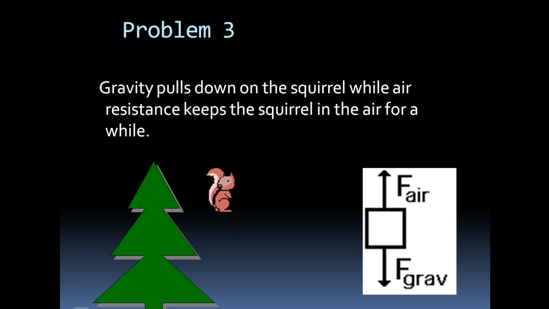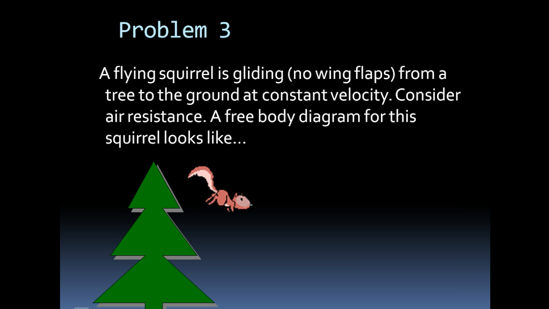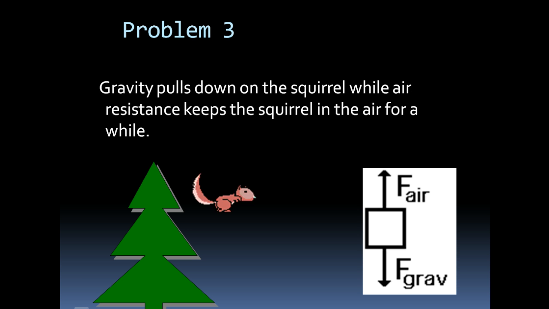So if we drew a free body diagram, gravity, as we said, pulls the squirrel downward. And then we say consider air resistance, so the air would push upwards. But it says at a constant velocity. If we go back, it said the squirrel is gliding to the ground at a constant velocity. So these forces are balanced because the air is pushing up and the gravity is pushing down, so it's not going to be accelerating one direction or the other. It's just going to be kind of floating downwards towards the ground.